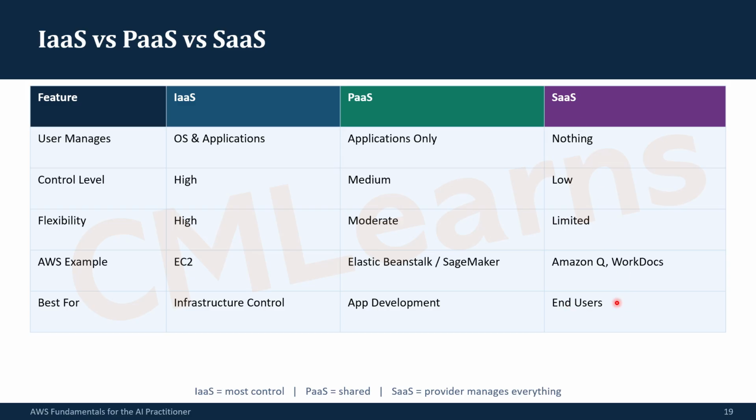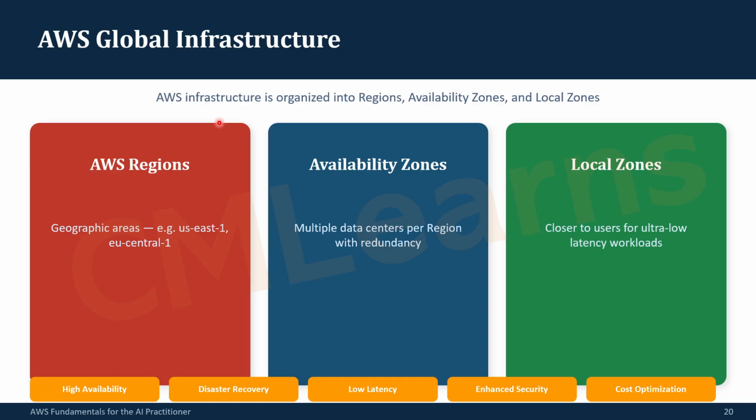But after we have learned more about AWS, we'll be using all these two also. So yeah, what about the global infrastructure of AWS? Like as I said earlier, there's regions, AWS regions, availability zones, and local zones. What do you mean by that?